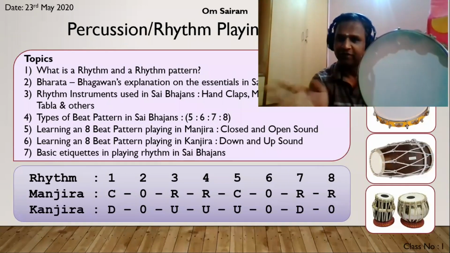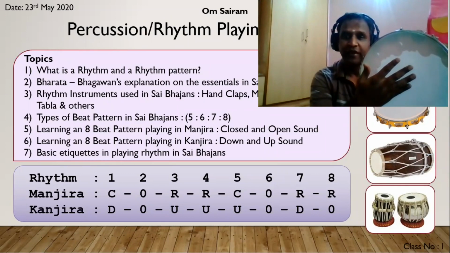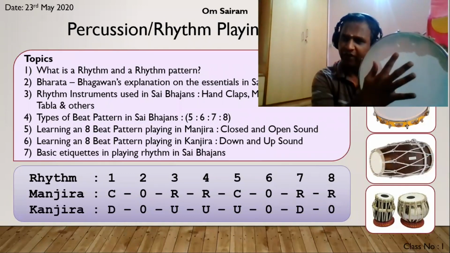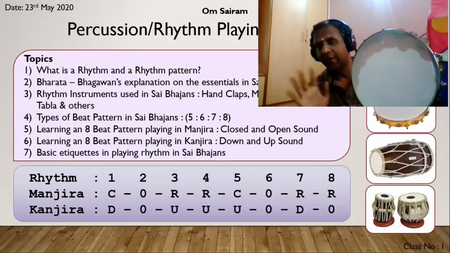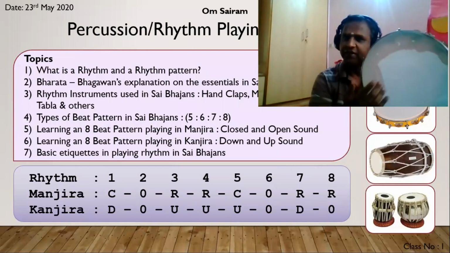Split it, okay? Split 1, 2, 3, 4, 5, 6, 7, 8. First only 1, 2, 3, 4. Again I'll show you. 1, 2, 3, 4. Then 5, 6, 7, 8. You're playing 5, 6, 7, 8. So only for 5 and 7 I'm playing; on 6 and 8 I'm not playing anything. So it's a gap. So 1, 2, 3, 4. Then 5, 6, 7, 8.